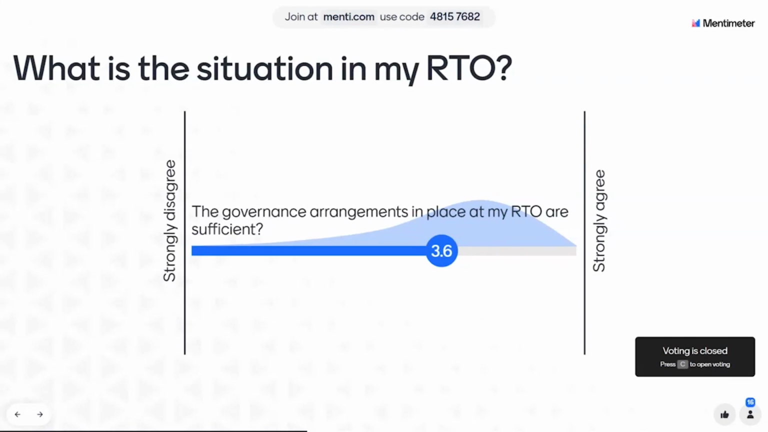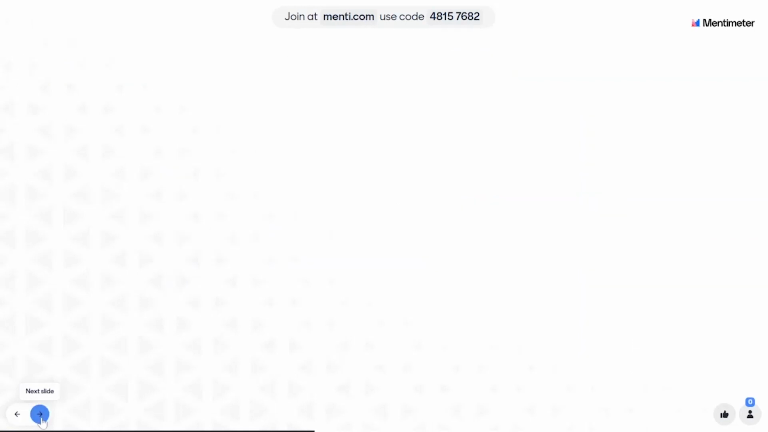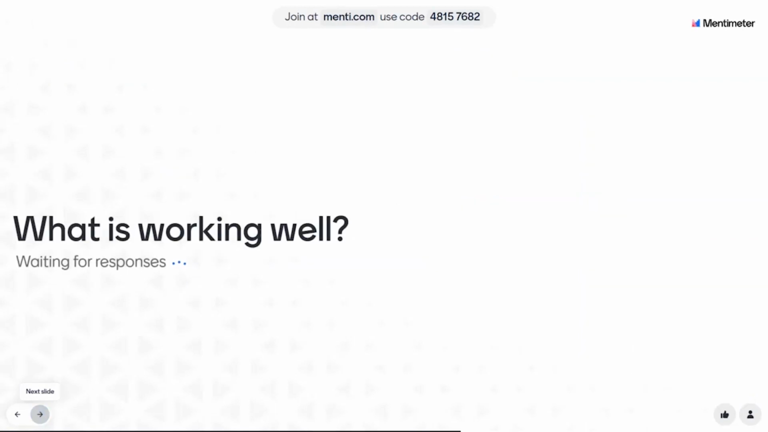Okay, vote is closed. So you can see by that on the whole we're over halfway. So we do think that there are some reasonably good governance arrangements in place in our RTOs, but we certainly have room for improvement there. So given that we're on the positive side of that, our next question to you then is, what is working well in your RTO? And as you type the word in, a word cloud will appear in front of us.